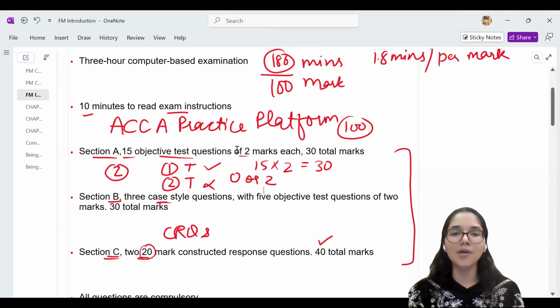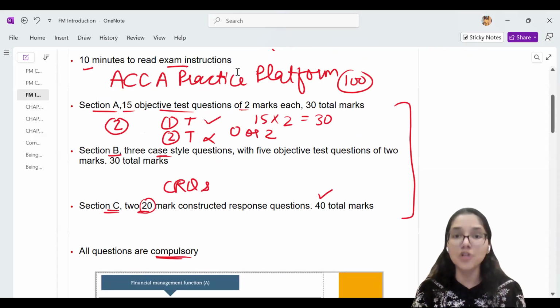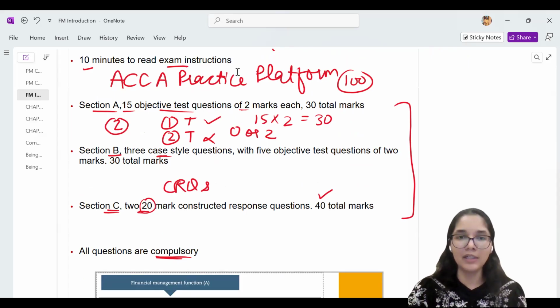So this is pretty much about what your final exam day is probably going to look like when it comes to the structure of the paper, how you're supposed to attempt the paper. This is what it will look like.